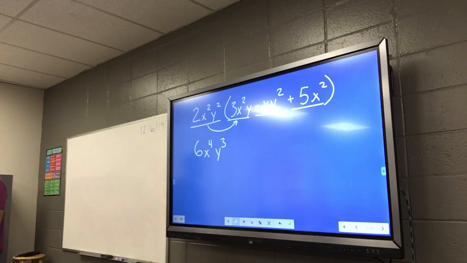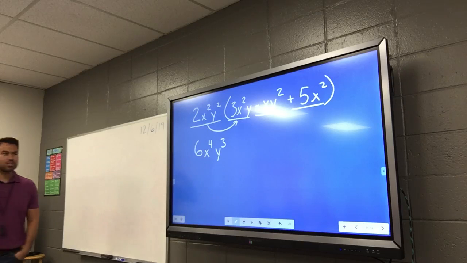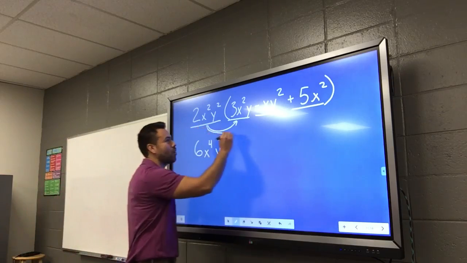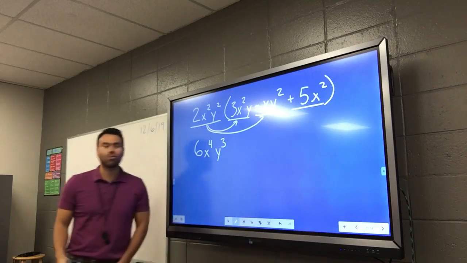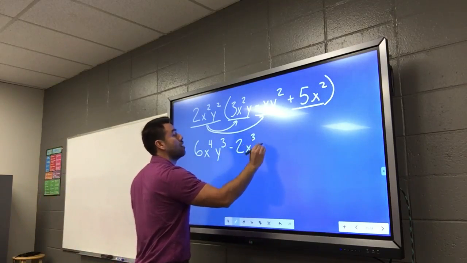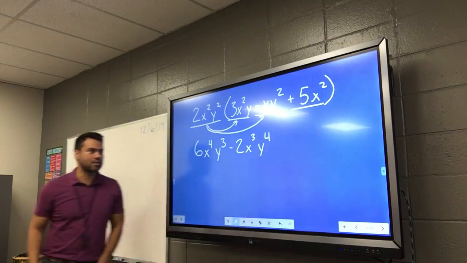All right, next, Cole. He just looked at me, so I'll call on him. What's 2x squared y squared times negative xy squared? Negative 2x cubed y. Very nice. Negative 2x cubed y to the 4th.